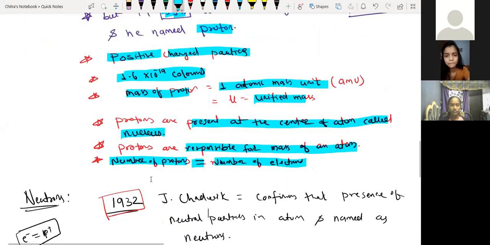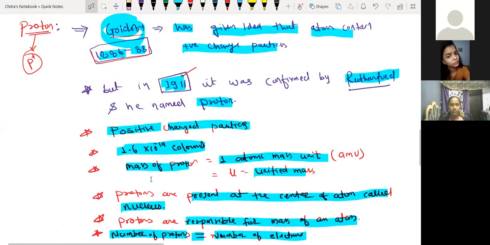Okay, so this is all about the proton. Again, I want you to take a screenshot for that. So what did we learn here? Who gave the idea about the positively charged particle? Goldstein, in 1886 to 1888. But in 1911, Rutherford confirmed the presence of positively charged particles, and he named them protons. The charge on one proton is about 1.6 times 10 to the power minus 19 coulomb.